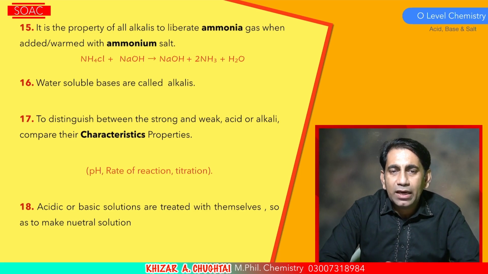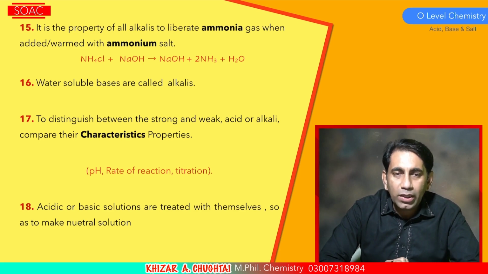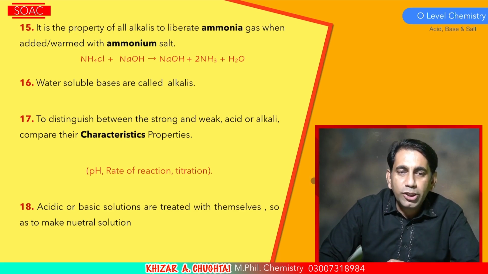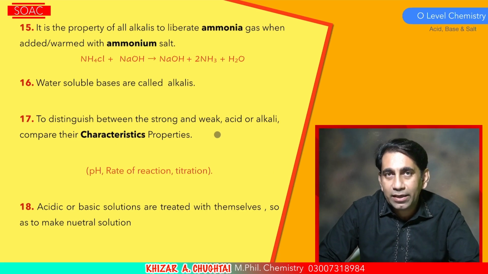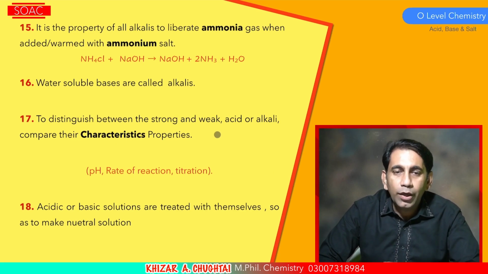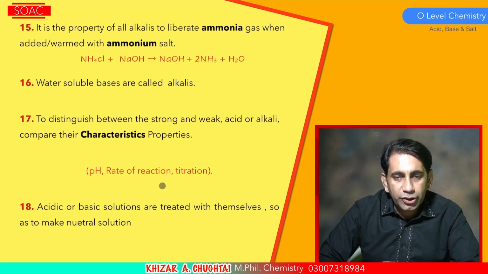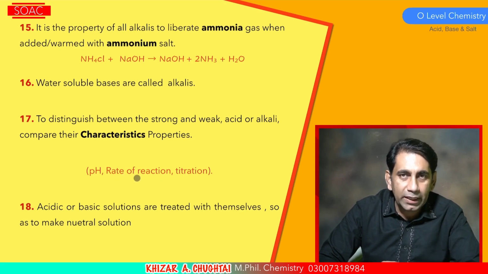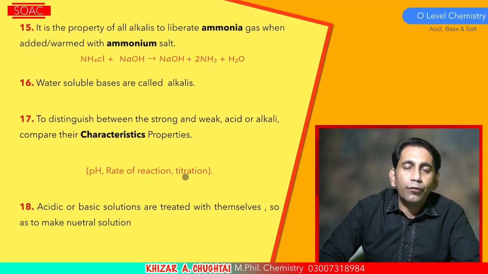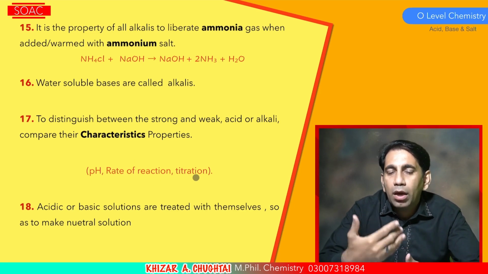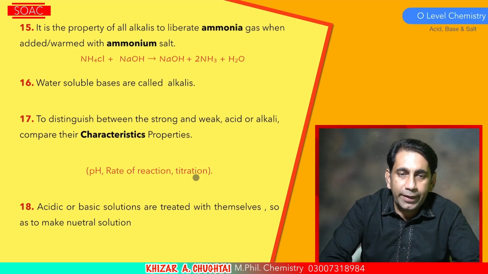Water soluble bases are called alkalis. Water soluble bases, as I told you, are said to be the alkalis. To distinguish between strong and weak acid or strong and weak alkali, we need to check the pH of that acid or alkali, the rate of reaction given by that acid or alkali, or we can perform titration to sort out the concentration of that acid or alkali.